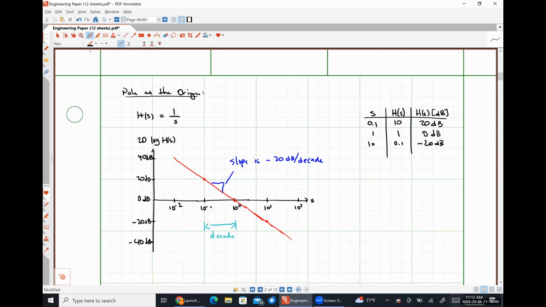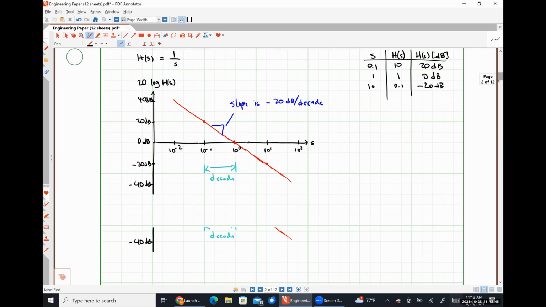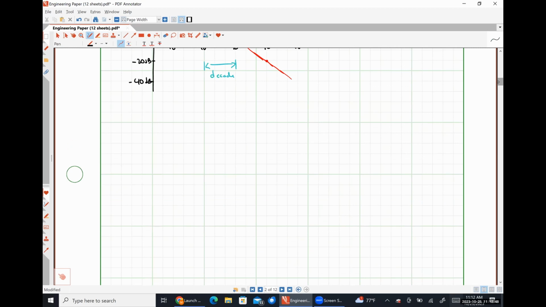Well, this is a little bit harder, right? So let's scroll down here and think about things really quickly. I have the following function. H of S is equal to 1 over S. These transfer functions are valid for steady state conditions. So what I'm going to do is substitute in the relationship.